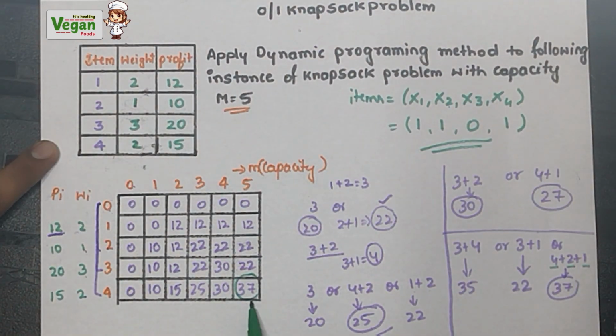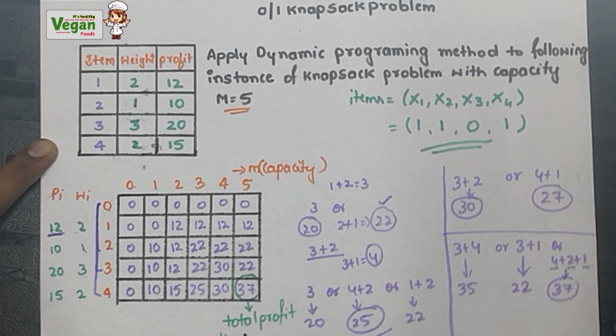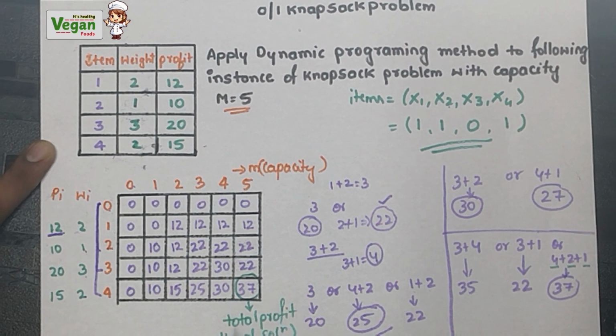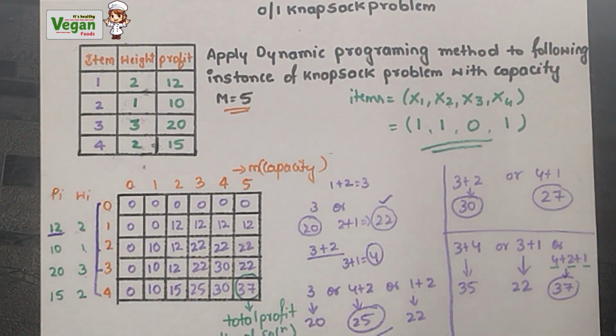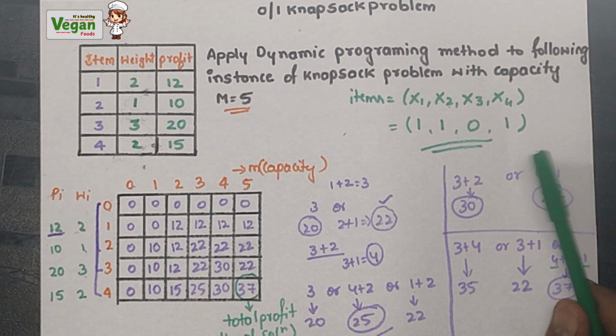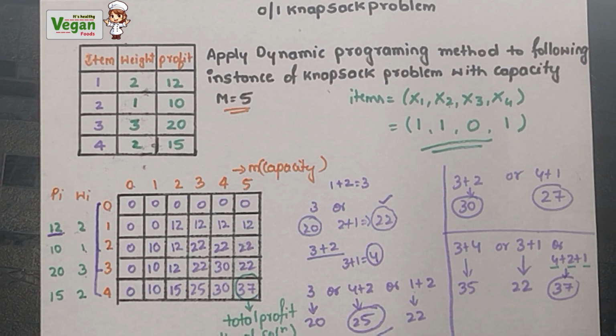So why I took 37, that is last box, means this is considered as the total profit, or the optimal solution. To get this one, which and all items I used? Fourth, second and first. I didn't use third item, so I put 0 for this. So we represented the final answer in a way that zeros and ones. So this is called as the 0-1 knapsack problem. Hope you understood the concept of 0-1 knapsack problem.